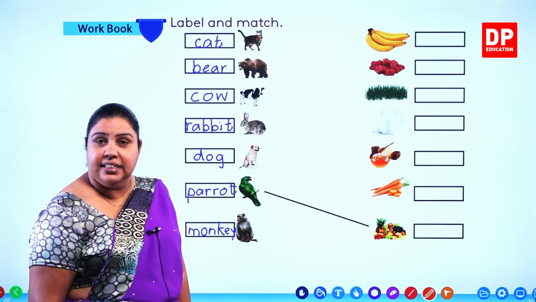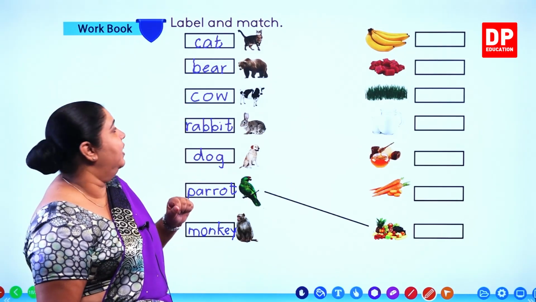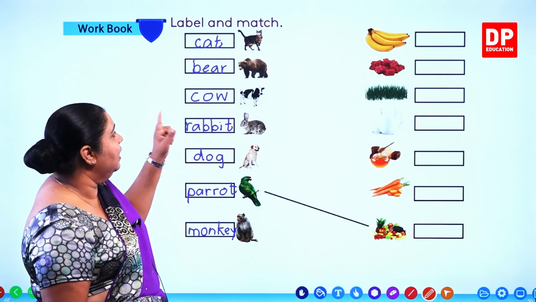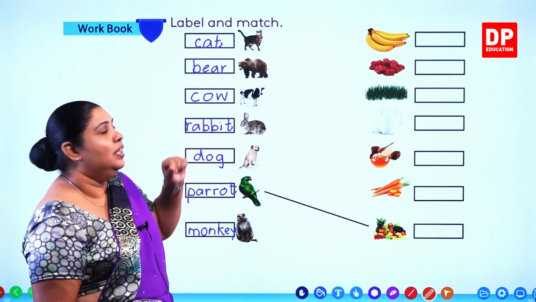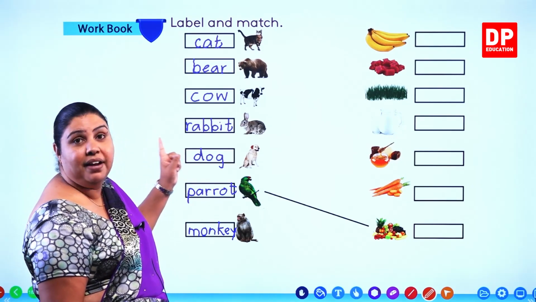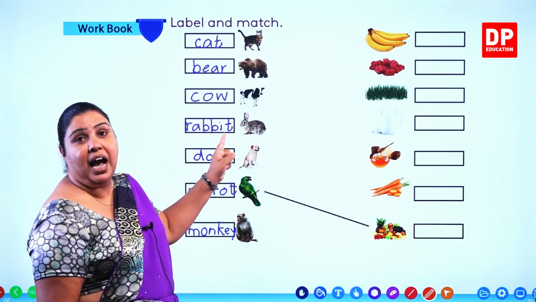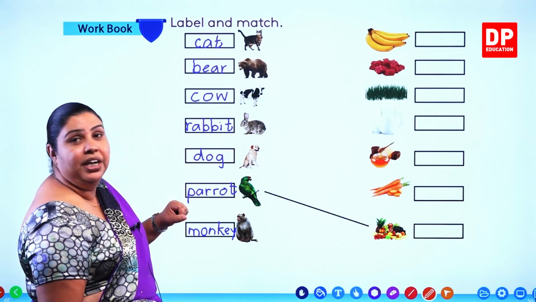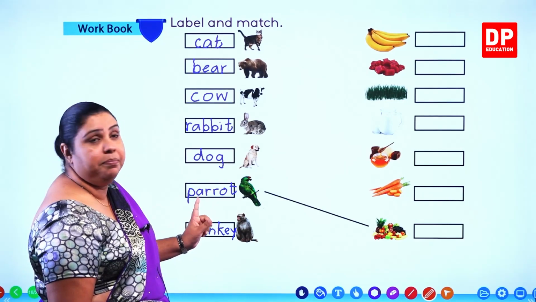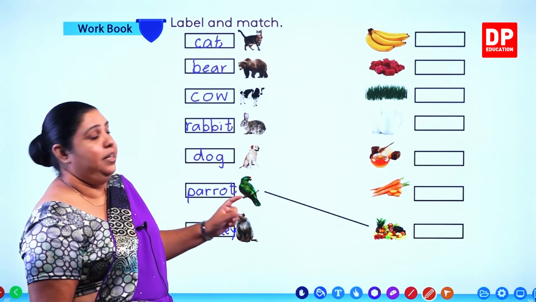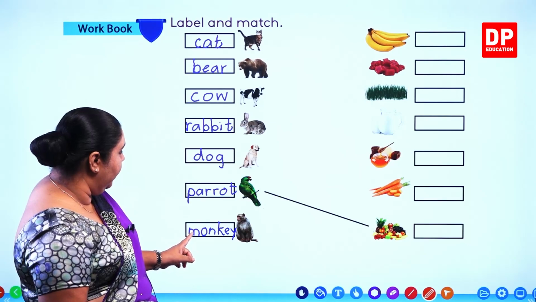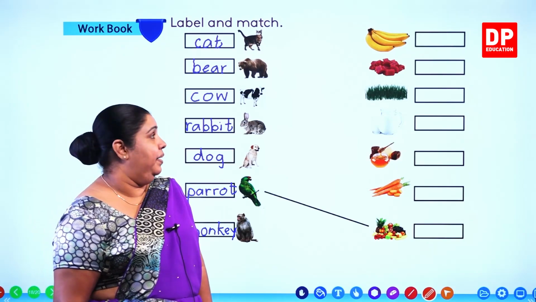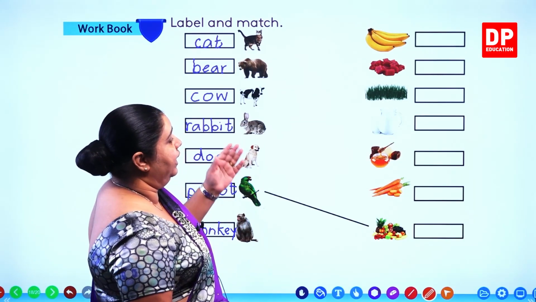Now let's take a look at all the animals once again. The first one, cat. C-A-T, cat. Second one, bear. B-E-A-R, bear. The third one, cow. C-O-W, cow. The fourth one, rabbit. R-A-B-B-I-T, rabbit. The next one, dog. D-O-G, dog. And then we have parrot. P-A-R-R-O-T, parrot. Then the final animal, monkey. M-O-N-K-E-Y.